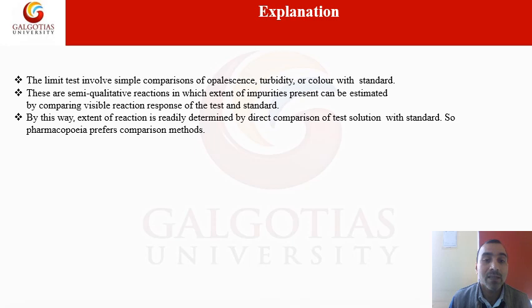This test involves a simple comparison of opalescence, turbidity, or color with the standard. These are semi-quantitative reactions in which the extent of the impurities present can be estimated by comparing the visible reaction response of the test and standard. The extent of the reaction is readily determined by direct comparison of the test solution with the standard. So the Pharmacopoeia prefers the comparison method. So this is the limit test for iron.